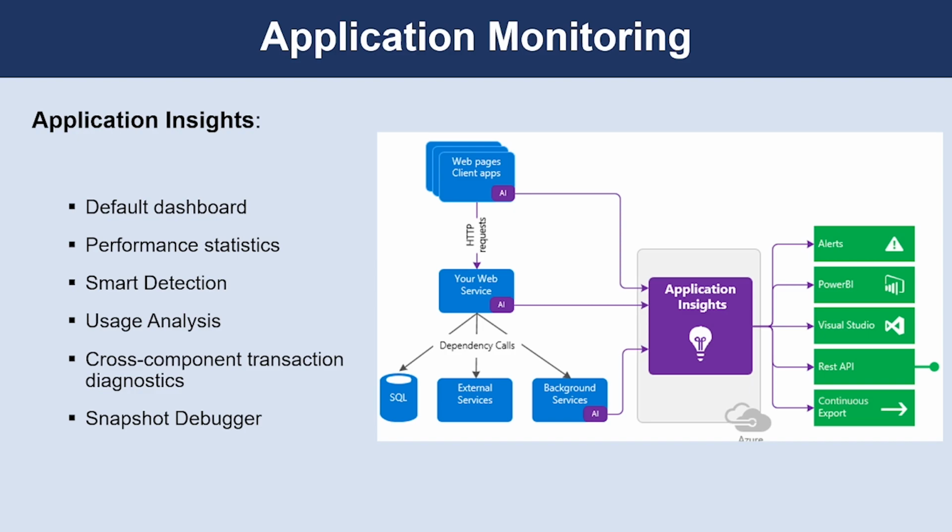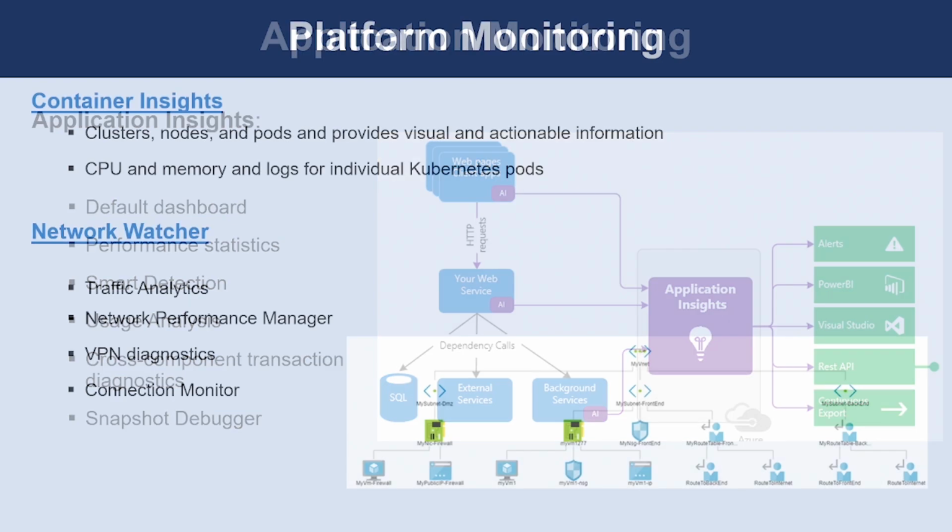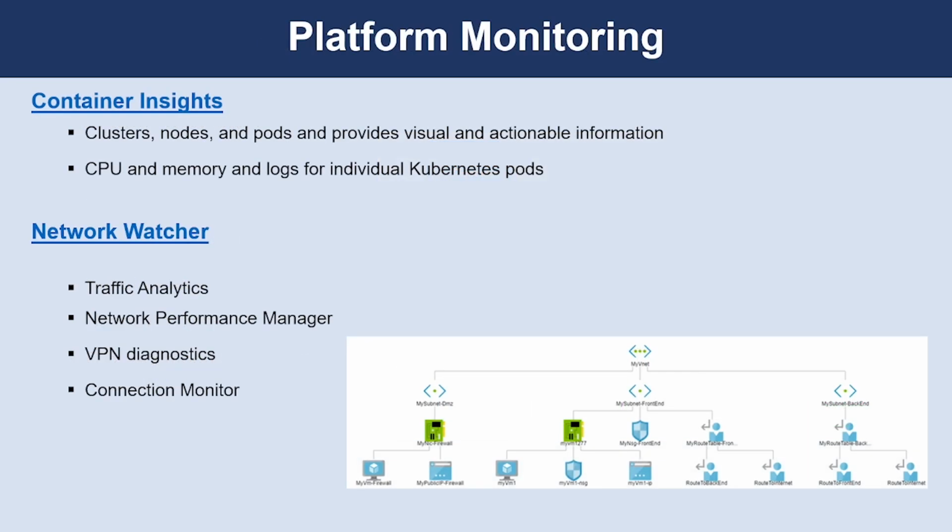In order to use Application Insights, you have two options. You can use codeless monitoring, where onboarding your app to Application Insights does not require any code change, or code-based monitoring, where you instrument your code to send telemetry to Application Insights using the software development kit of your programming language of choice. Now let's look into platform monitoring.